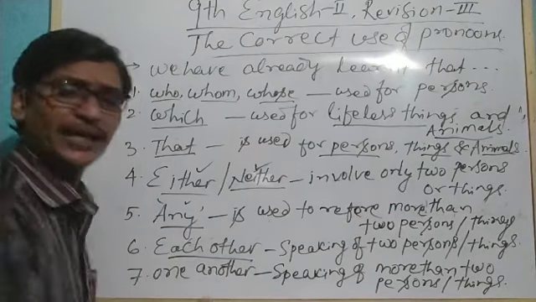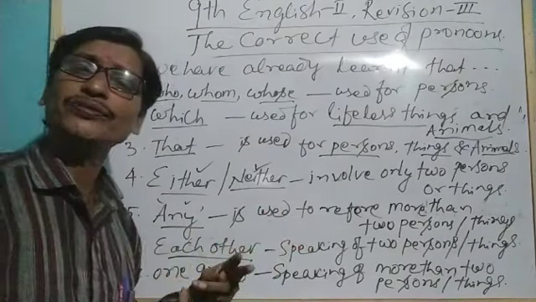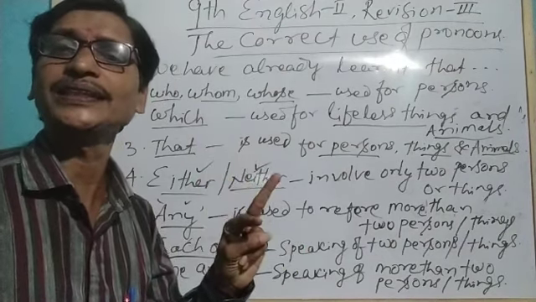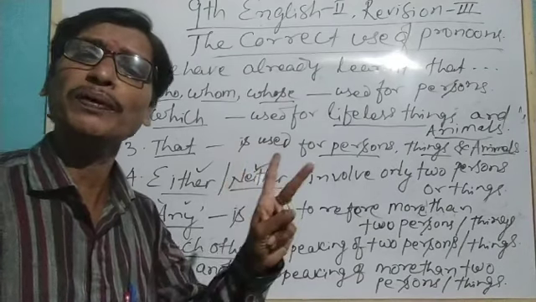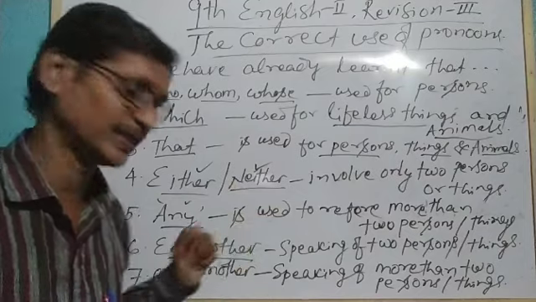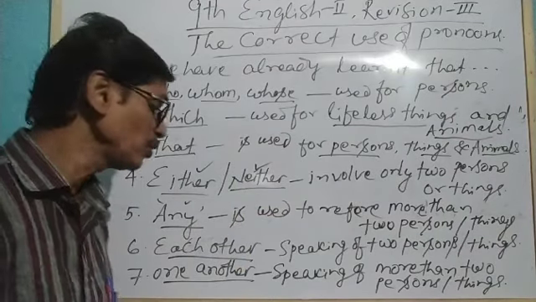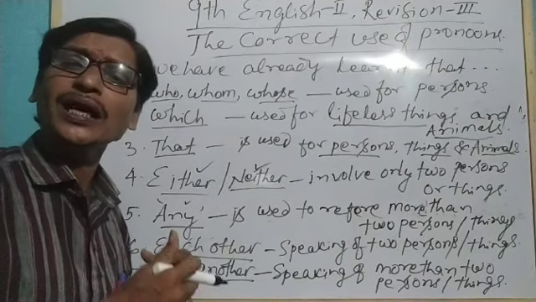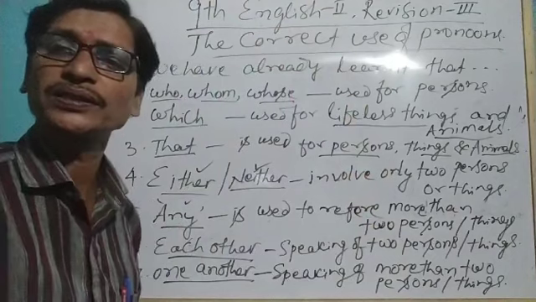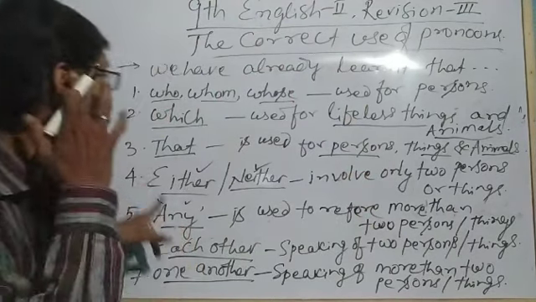Similarly, each other is also used when we speak of the involvement of two persons. When there is a reference to two persons, we can use each other, either, neither. But one another is a pronoun we can use when we are speaking of the involvement of more than two persons. Understand?